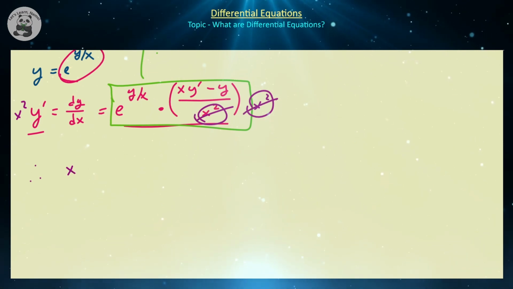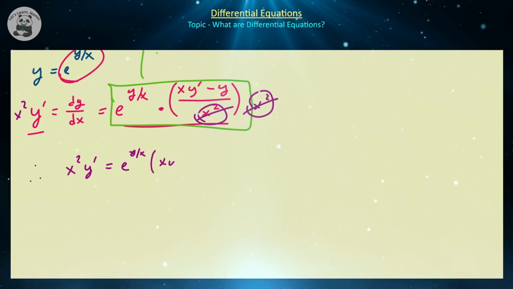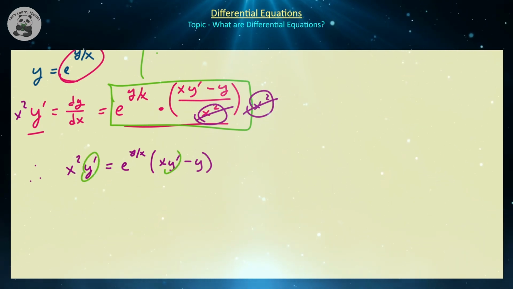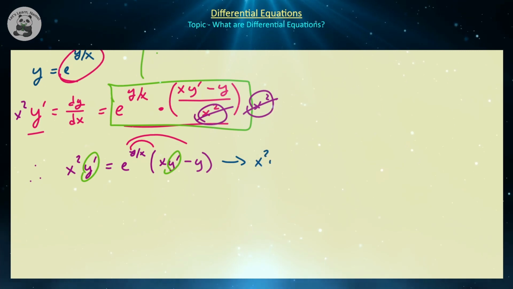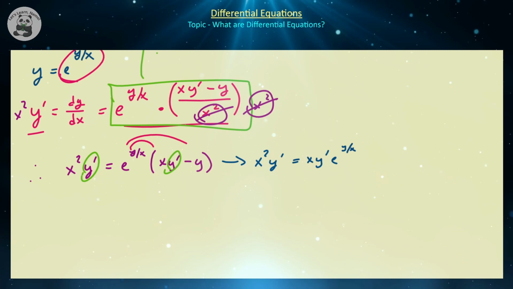So now I'm going to have x squared y prime is equal to e to the y over x times (xy prime minus y). And we're trying to show that y prime is equal to y squared over xy minus x squared. That's our goal. So we need to get our y prime to the same side. That means we need to distribute this thing into this expression. And that's going to give us x squared times y prime is equal to xy prime e to the y over x minus y times e to the y over x.